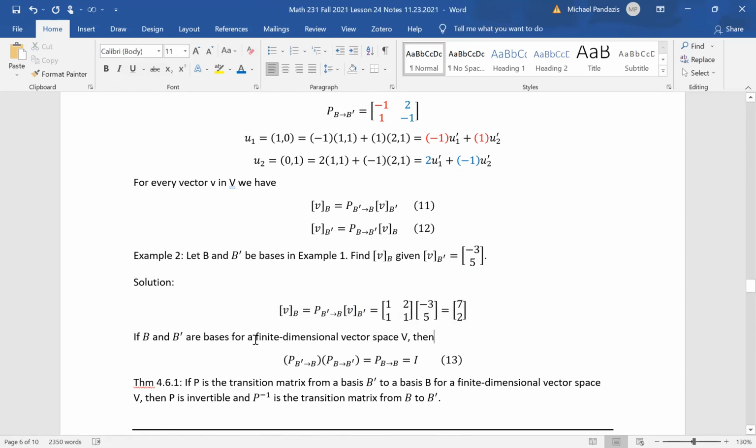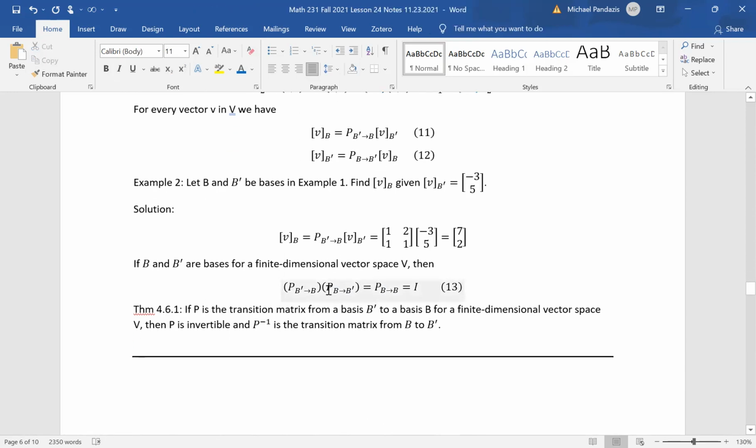So B and B prime are bases for a finite dimensional vector space V. Then the transition matrix from B prime to B times the transition matrix from B to B prime is equal to the transition matrix from B to B, which is the identity matrix. Okay, so these two transition matrices are inverses of each other. If you take any one transition matrix and multiply it by the other, you get the identity. That means that these two matrices are each inverses of each other.